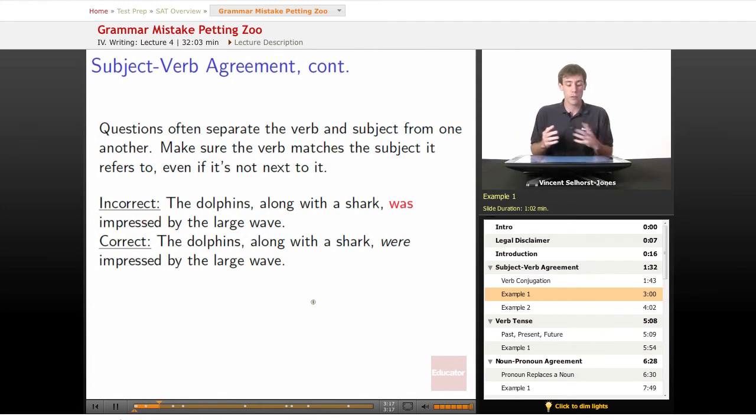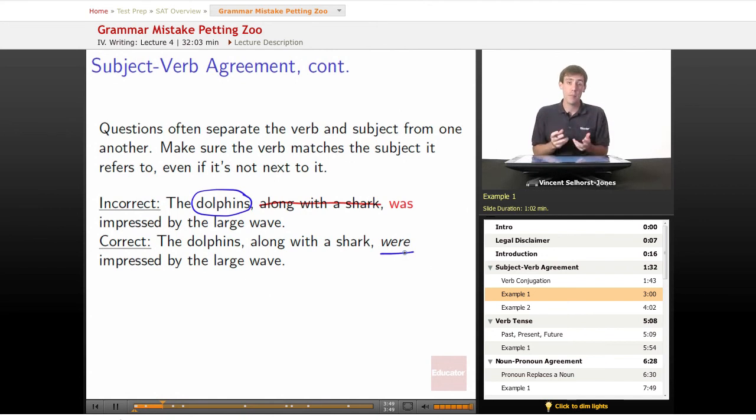So for example, our first one, how about the dolphins, along with a shark, was impressed by the large wave? Well, at first listen, that might not seem that bad because we've got shark was impressed. But the shark isn't the key point here. We actually want to think of the shark part as the middle clause that we're going to knock out. What we're really talking about is the dolphins. So the dolphins was impressed? That doesn't make sense. The dolphins were impressed by the large wave. And so that's how we get what's going on.